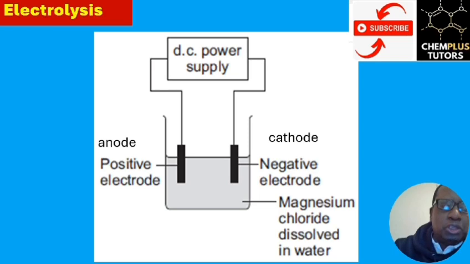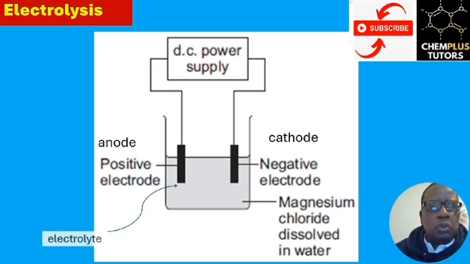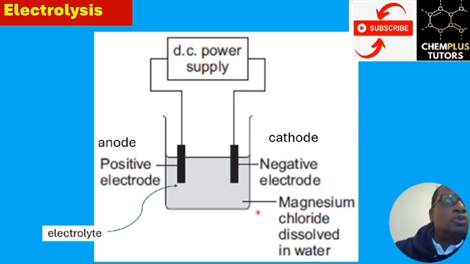And what do we call the solution in here, the solution that we put in there? The solution is called an electrolyte. Now, in this case, we've got dissolved magnesium chloride. Magnesium is Mg2+, chloride is Cl-, but they are dissolved in water.